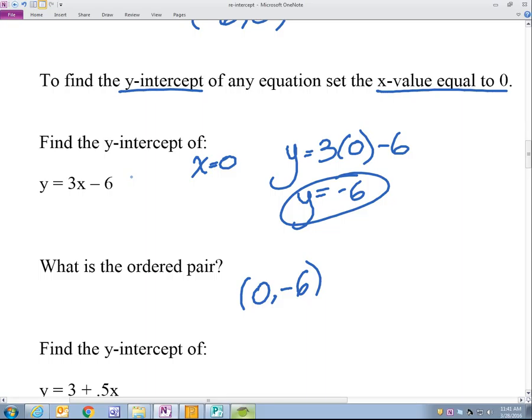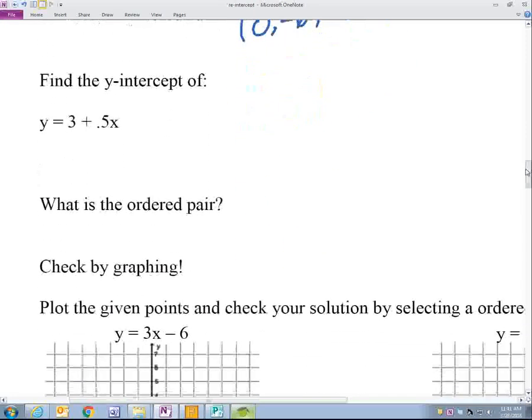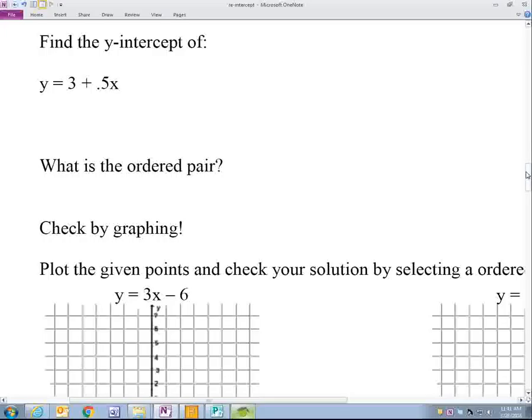No, because we're finding the y-intercept now. Look what we did on the page before it. We found the x-intercept. Yep. Now find the y-intercept of that one.